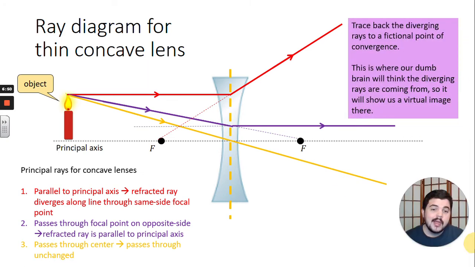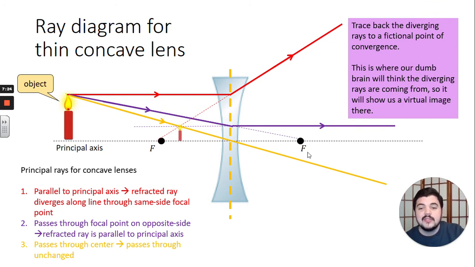So we have a diverging ray example. Just like with the diverging mirror, we have a diverging ray. We need to trace back all of the spreading out light rays to a point where our dumb monkey brains are going to think that those refracted rays are coming from. And if we trace the red one back, we trace the purple one back, we trace the yellow one back, we see that they all would trace back to a point of intersection there.